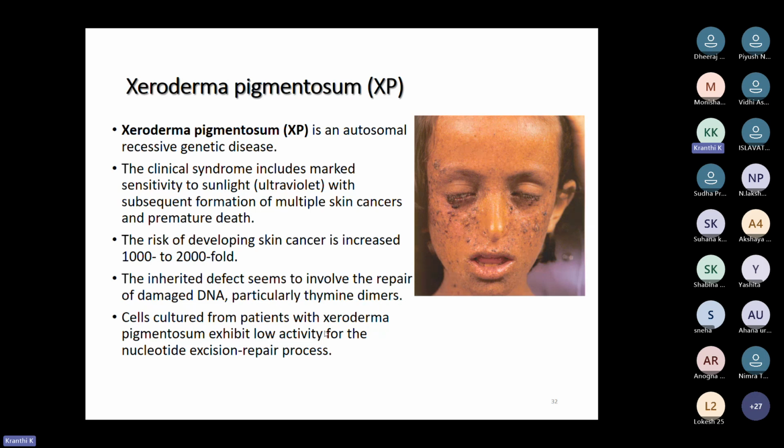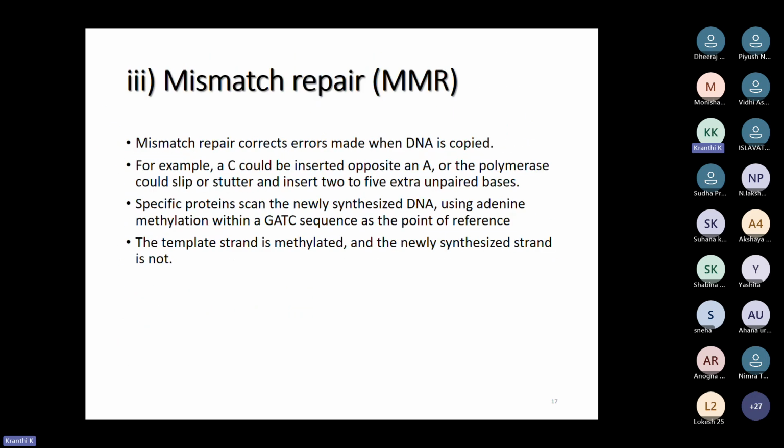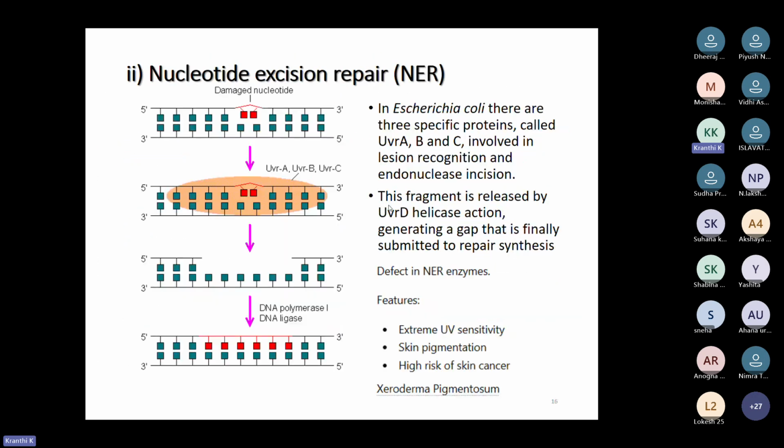Cells cultured from patients with xeroderma pigmentosum exhibit low activity for the nucleotide excision repair process. Got it? So, when the DNA is collected from these patients, they worked on the excision process, but here the excision is not happening. Excision repair is not happening when you culture artificially after collecting the DNA from these people. So that indicates that if this mechanism is lacking, what is that mechanism? DNA excision repair. Then there is a chance of getting this disease, xeroderma pigmentosum.